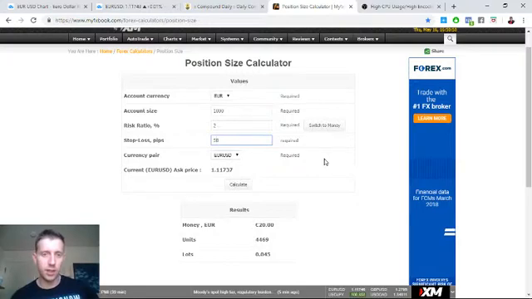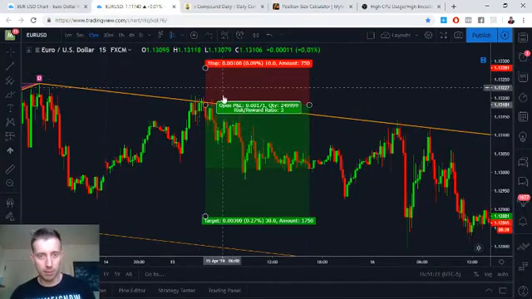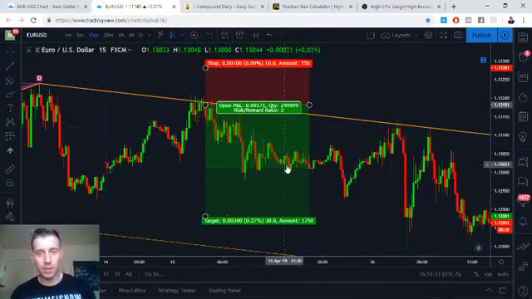So let's say, like in that trade I was just showing you, a 10 pip stop loss would have been more than enough. So let's calculate that. Say I put 2% of my $1,000 in a 10 pip stop loss. Calculate. I could use a lot size of 0.22. So you see how with a 10 pip stop loss, you can make a lot more money in a shorter time.